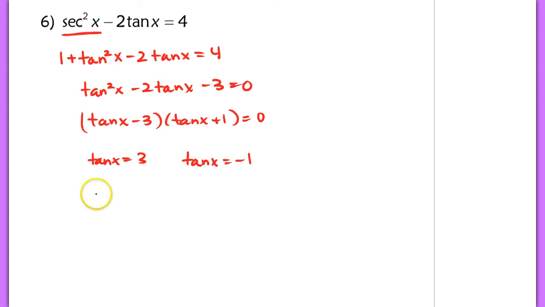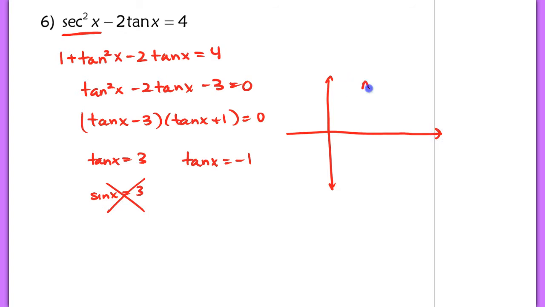Now when we were solving something like the sine of x or even the cosine of x equals 3, we would stop there and write no solution from here because the range of our sine and cosine functions is between negative 1 and 1. But that's not the case for our tangent function. Remember, if you graph your tangent function, we have an asymptote at pi over 2 and an asymptote at 3/2 pi. But we have this general shape here.